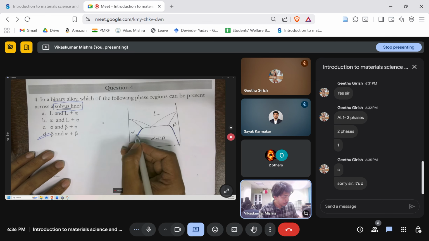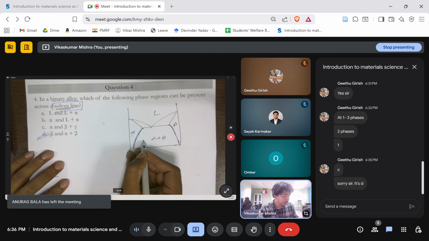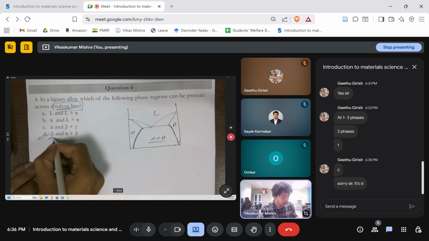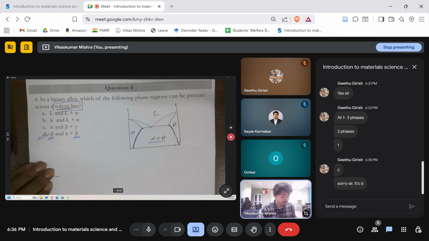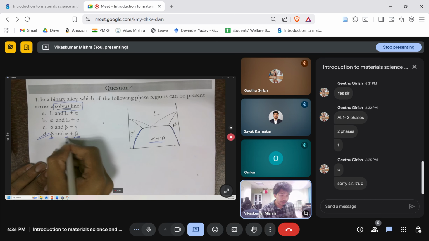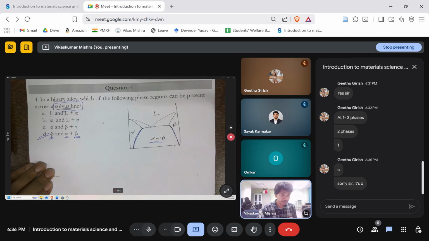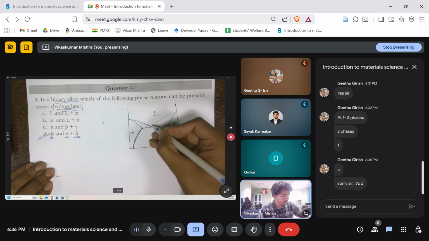Across which one solid and the other two solids are present. So we can see that the beta is common on both sides, and the beta is transforming to the alpha. Liquid transforming to the liquid and alpha? No, it's not the solvus. It's the liquidus. These lines are the liquidus.